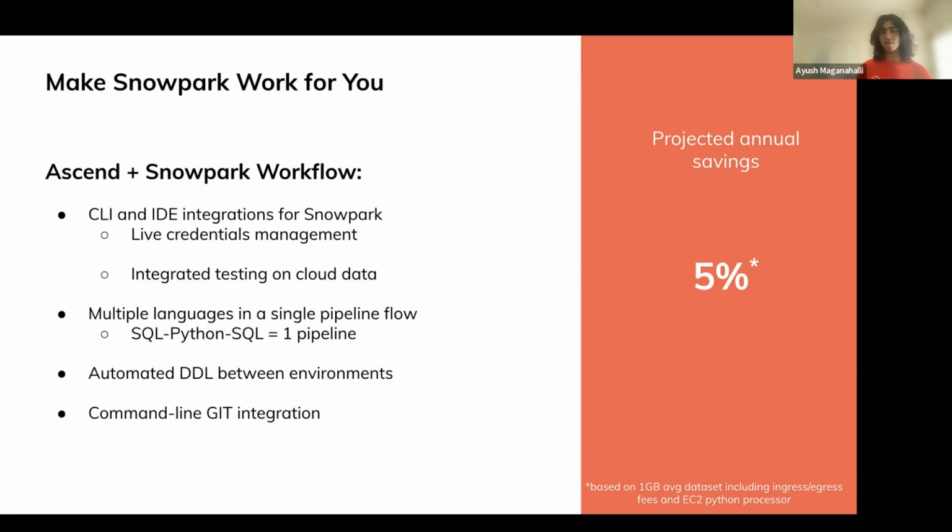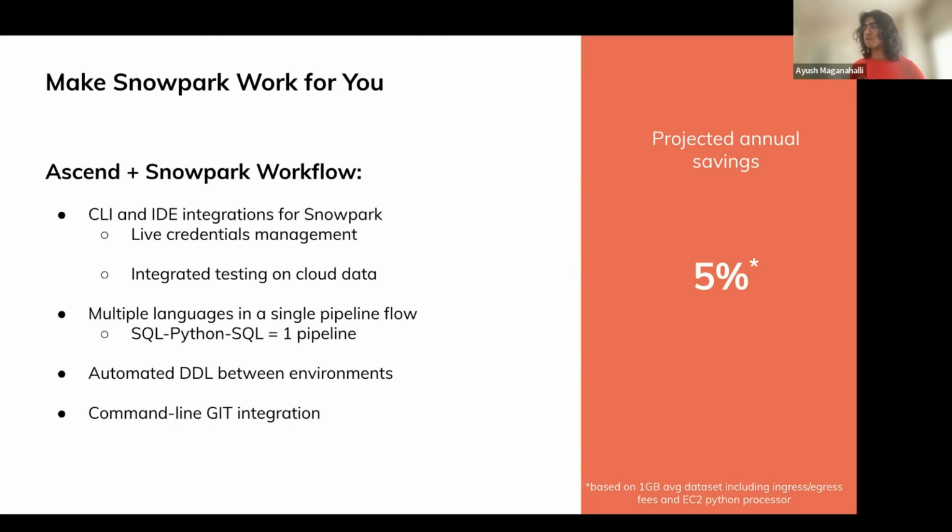You get automated DDL, you get command line git integration. We've talked about this before. This is just what it looks like in Ascend. Here you get your projected annual savings. I'm not going to get into the numbers. You might see variations here and there. Any saving is good saving. And you're going to enjoy this when you're able to come to a single environment.